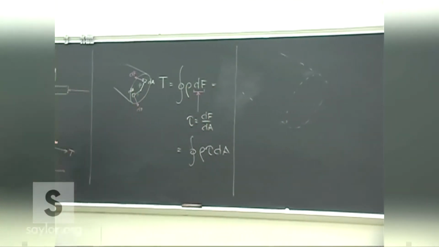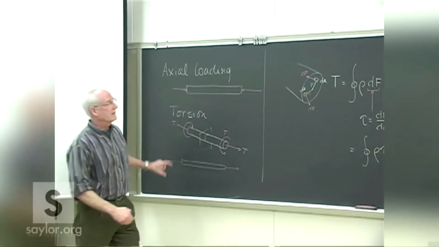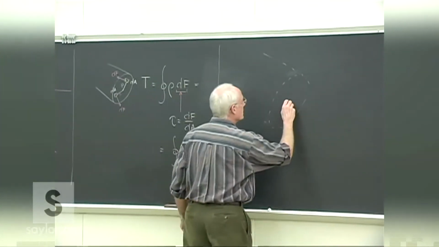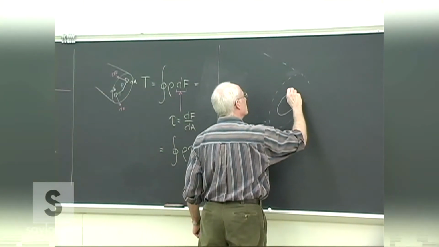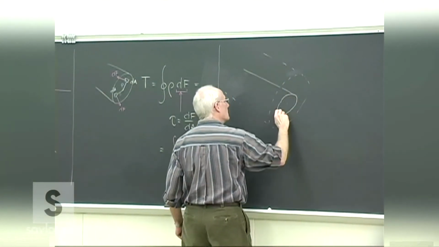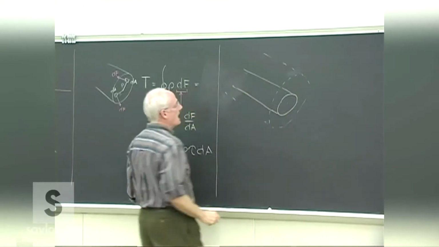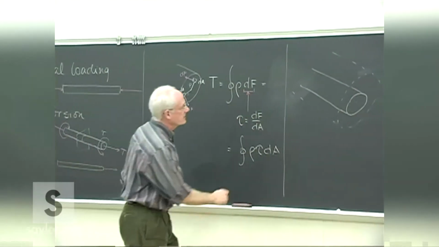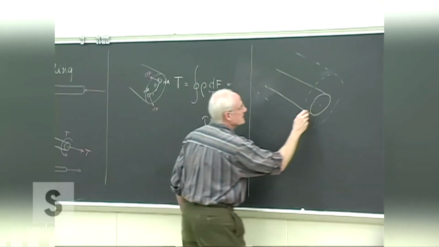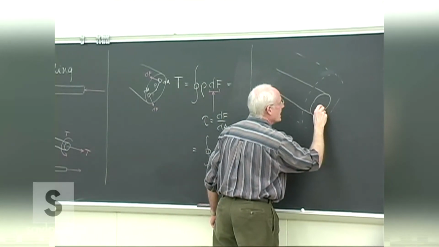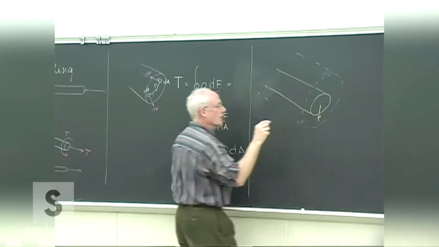So that's the original outline of the piece. We're going to go to some intermediate surface and see what's going on there. So there's some intermediate surface at some radius, rho.